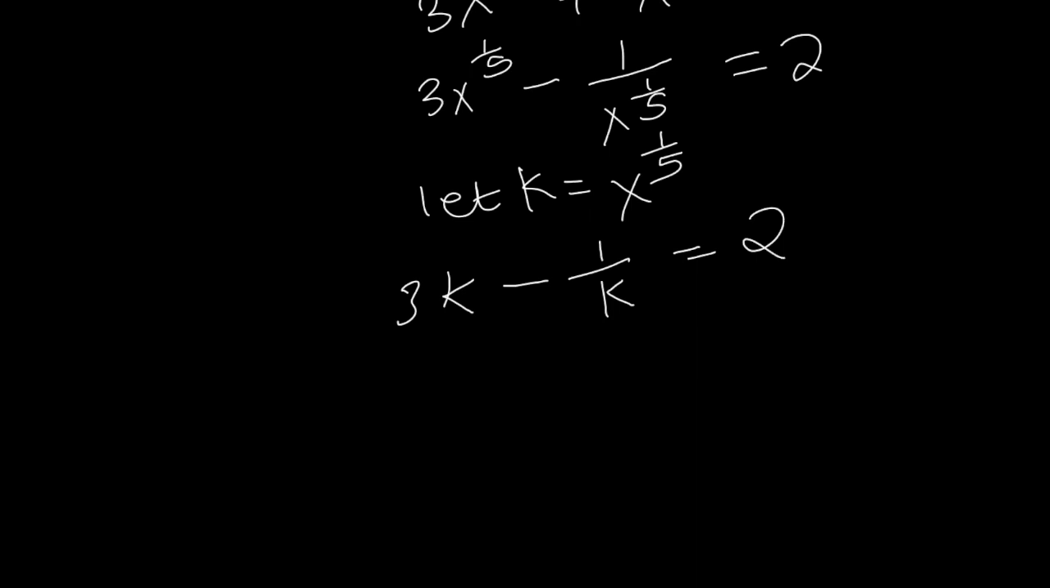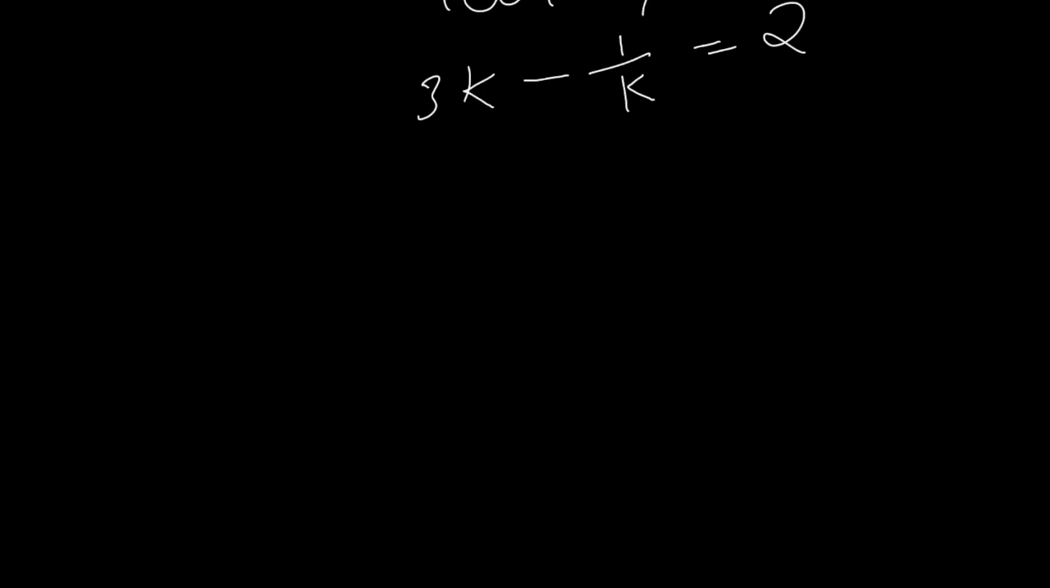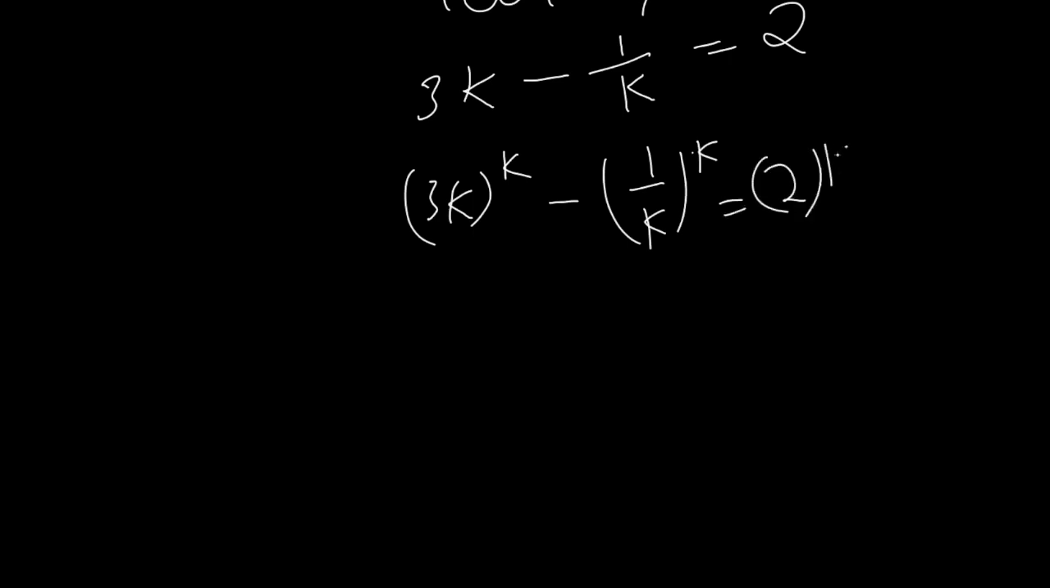So you see how easy it became. Right now we are going to multiply everything by k. 3k times k minus 1 over k, multiply all of that by k, and we multiply the 2 by k. So this gives us 3k squared, and that cancels. We're left with just 1 is equal to 2k.